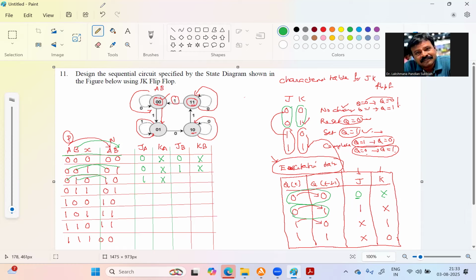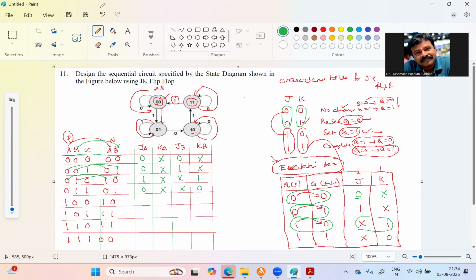Then 1 to 0 is here X1. 1 to 0 is X1, so you write that one X1. Next 0 to 0, then 0X, right? Then 1 to 1, 1 to 1 is X0.